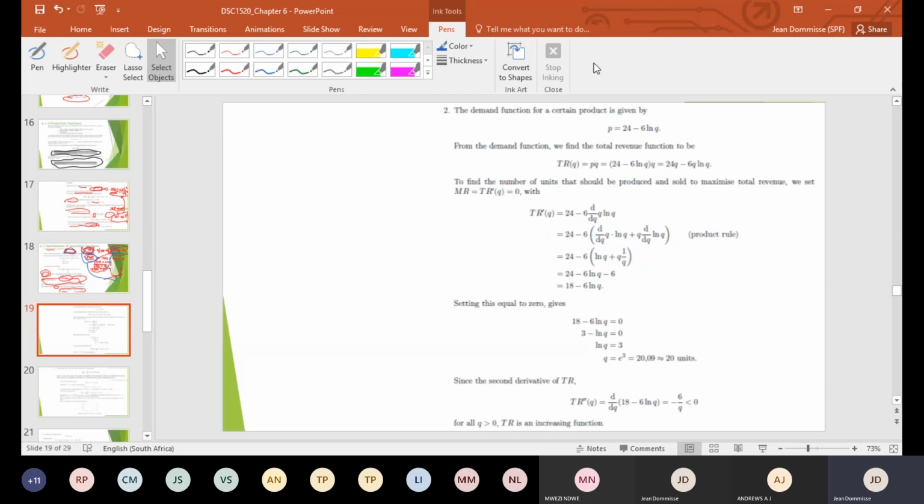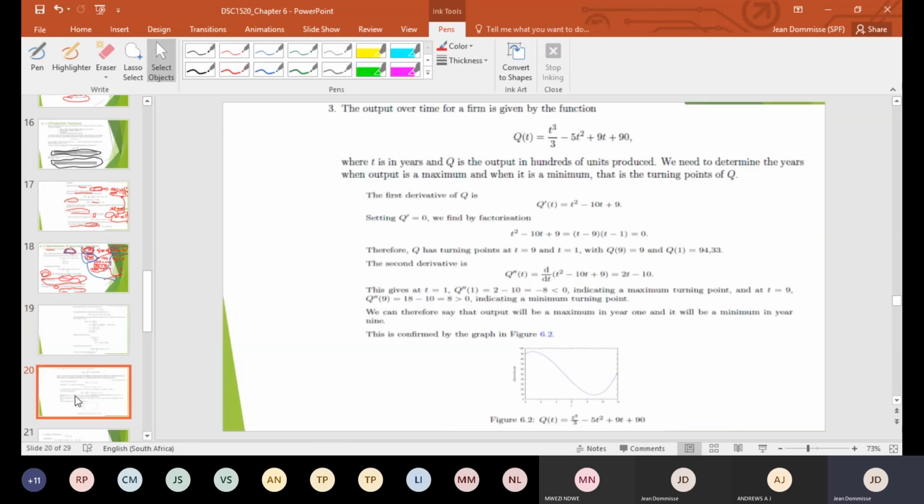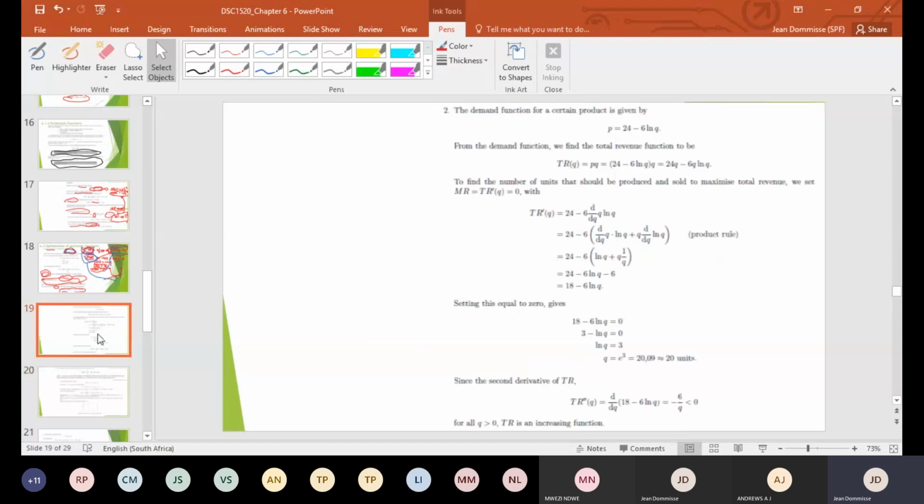So, let's look at the next one. This is probably the most difficult it will get in this, because this is not straightforward. But let's follow the logic again. The logic always tells us total revenue is equal to P times Q.